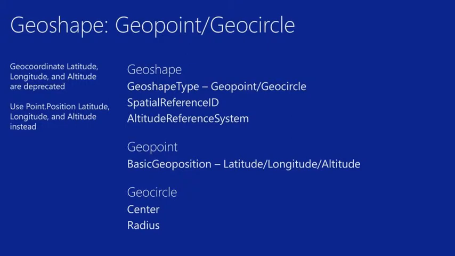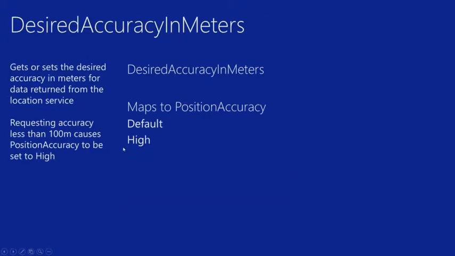Now, as it's expected that most apps really don't care about spatial reference ID or altitude reference system that much and will prefer to just use the defaults, there are various constructors to make it easy to create geopoints and geocircles with varying amounts of customization.